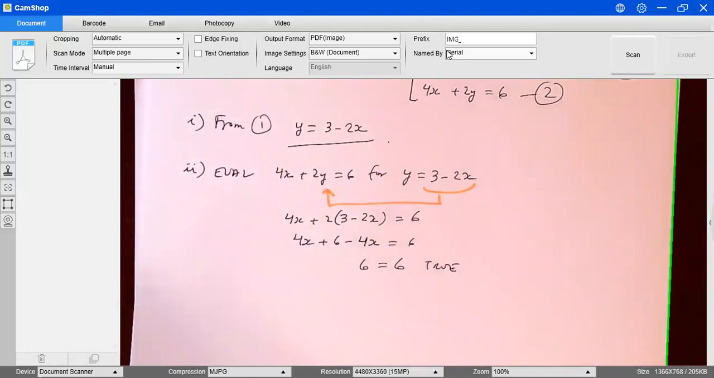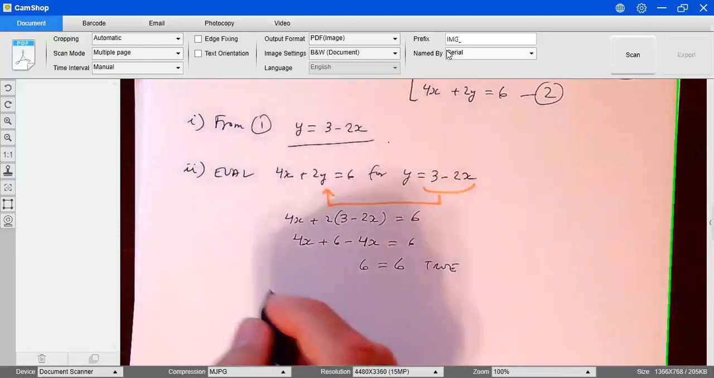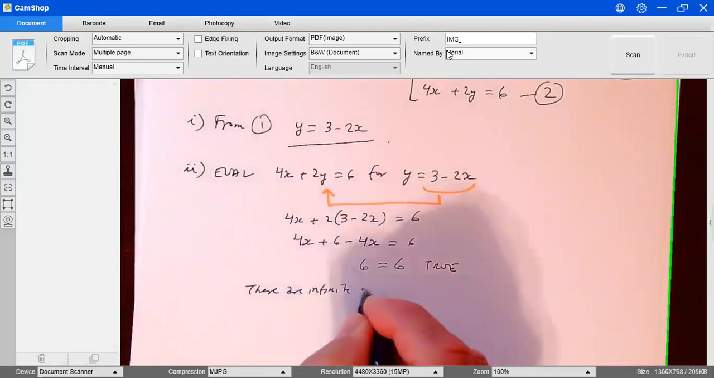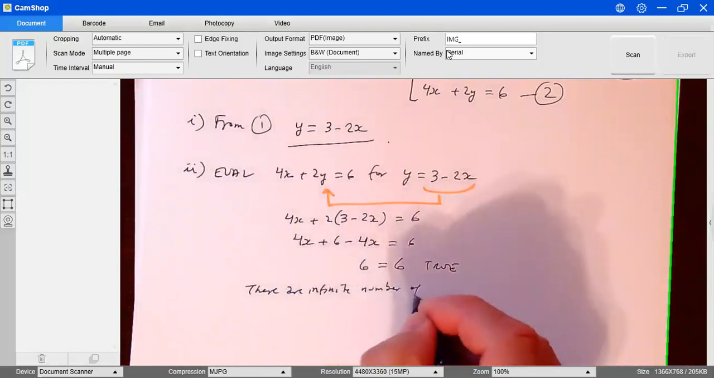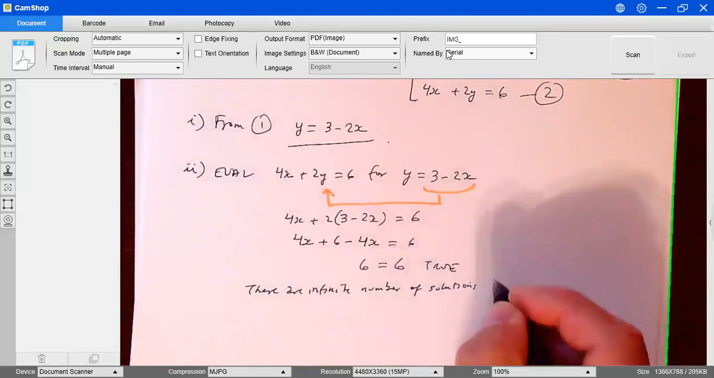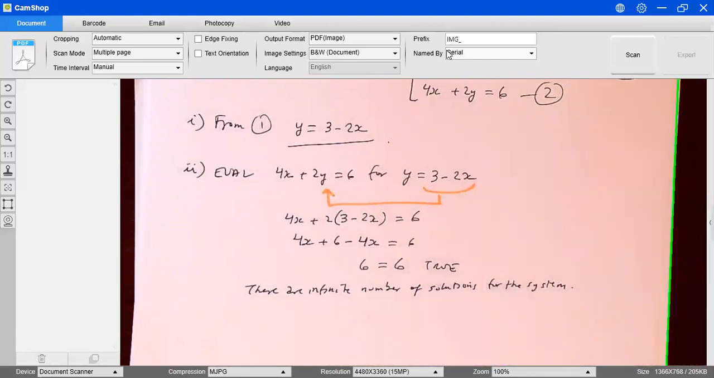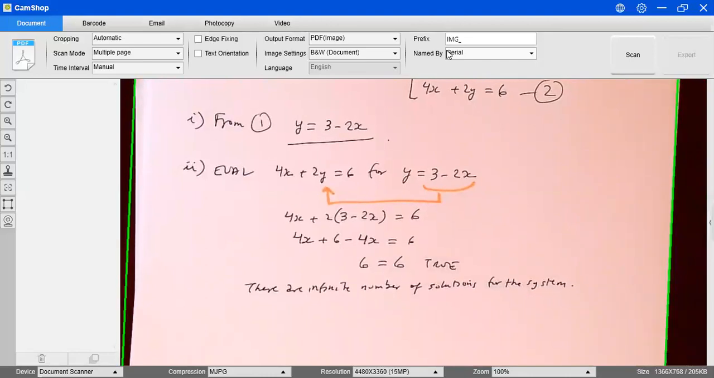When the statement is true, you say that there are an infinite number of solutions for the system. In graphical terms, one line is on top of the other line. Essentially, it's the same line. That's when you have an infinite number of solutions.